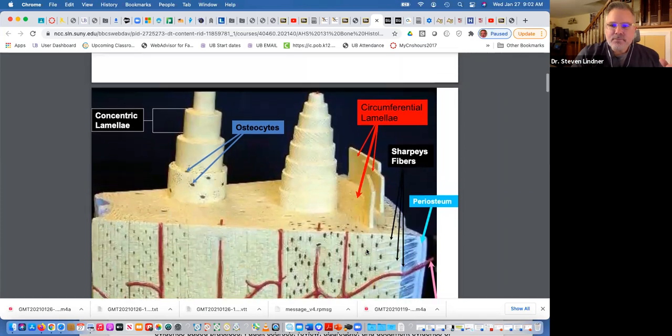Now, when we talk about long bones, long bones have some classical features to it. The humerus is a long bone.